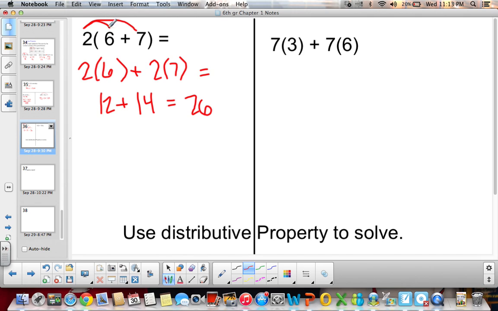Okay, so notice my 2 was being multiplied by 6 and by the 7. So I like to draw lines like this to remind myself I'm pulling out the 2 times the 6 and the 2 times the 7. And then 7 times 3 plus 7 times 6, so we can rewrite it as 7 times 3 plus 6. And then we have 7 times 9, which would equal 63.